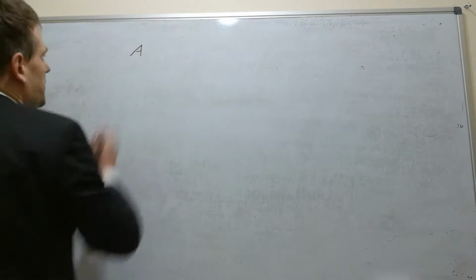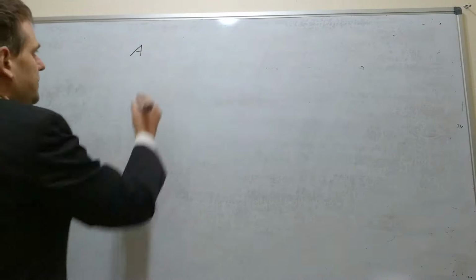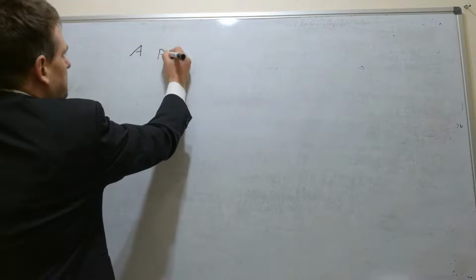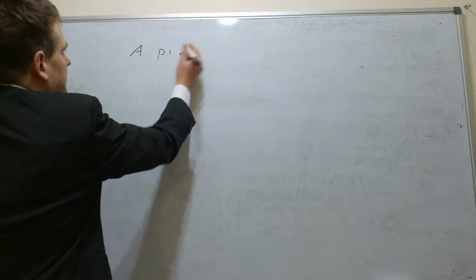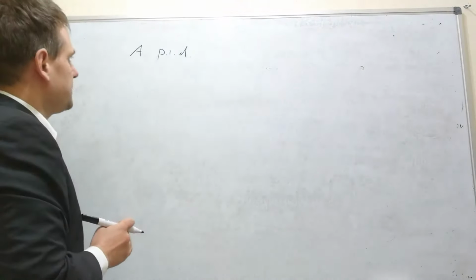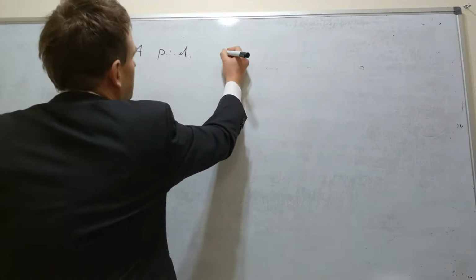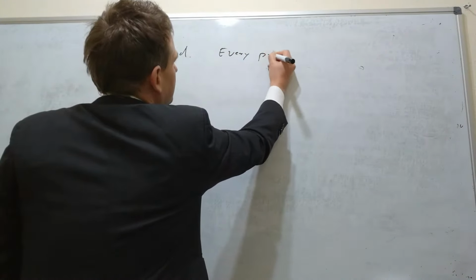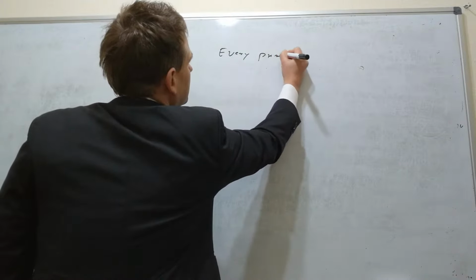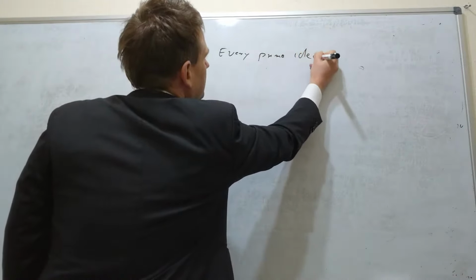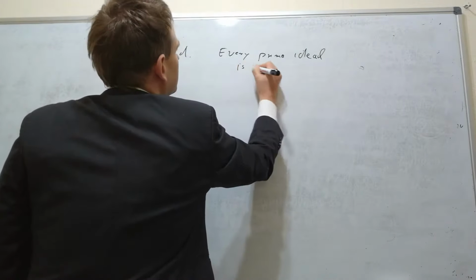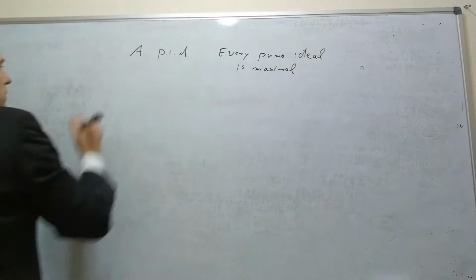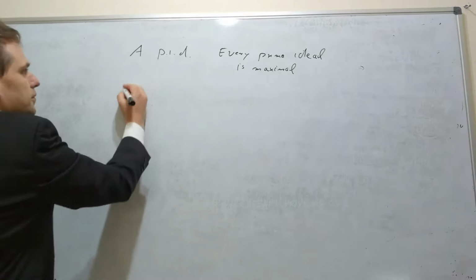So assume we have our ring A, and as I have mentioned, we are assuming that A is a principal ideal domain. Every ideal is generated by a single element, and we are going to show that every prime ideal is maximal. So the proof is fairly easy. Let me show you.